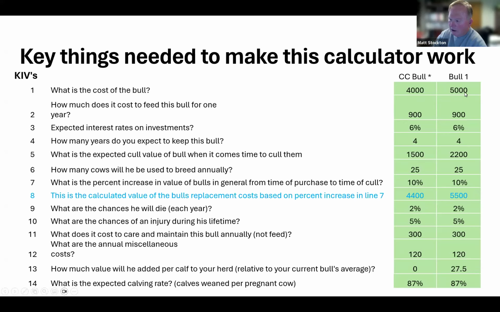That's where that number comes in. This is 5,000, does the same thing. So that's not a number you put in. That's the number that calculates itself.